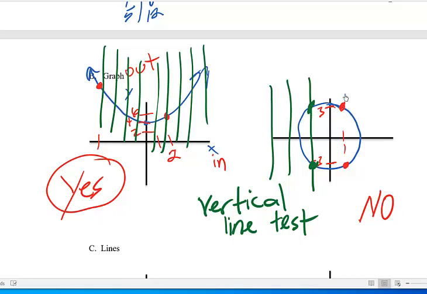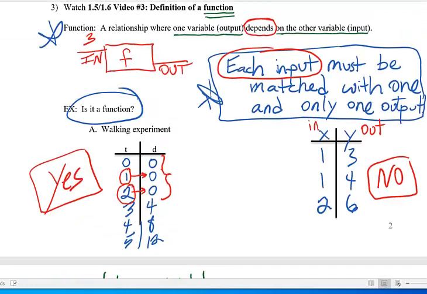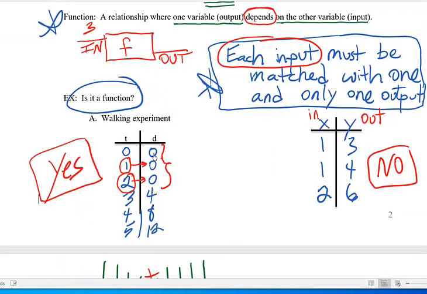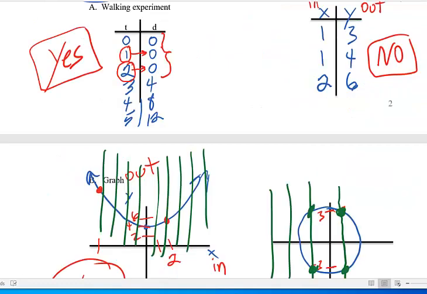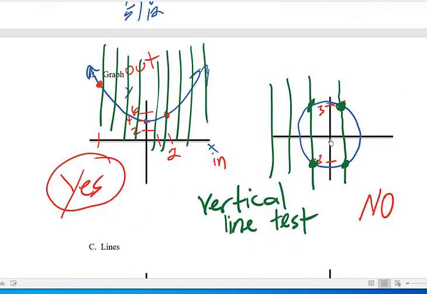Why does that test work? Well, because if it fails, it shows you that, aha, here's an input that actually gets matched with two different outputs. Some of you, when we were looking at the parabola, may have been bothered by the fact that some of the outputs repeat each other. But remember, we covered that in the example with the table. It's okay to have repeated outputs. You run into problems only if the same input is matched with two different outputs.